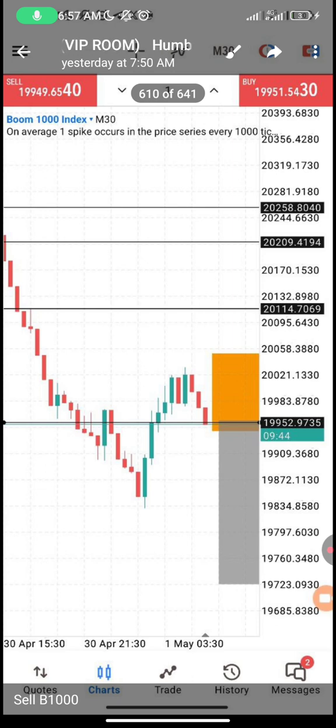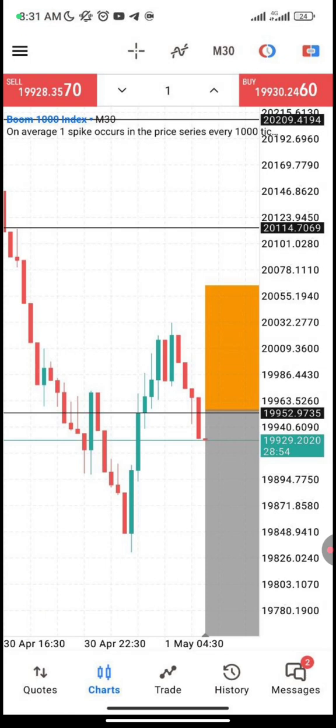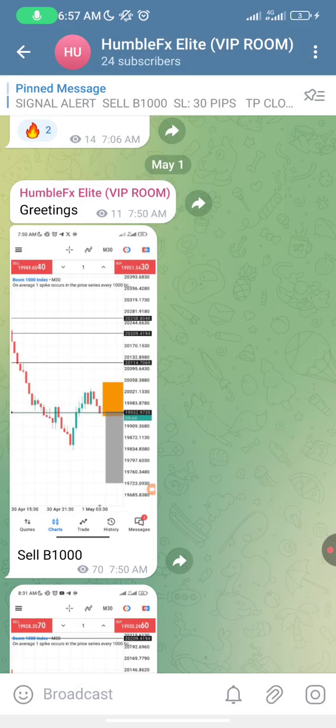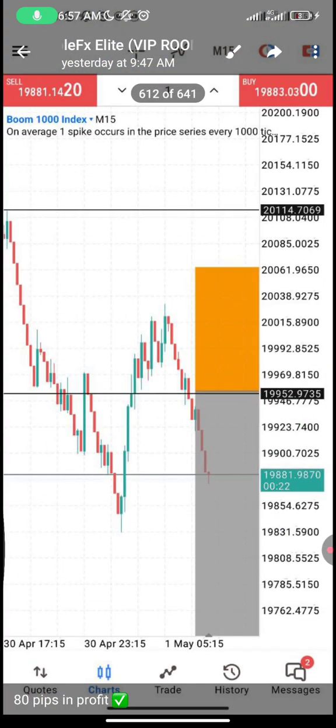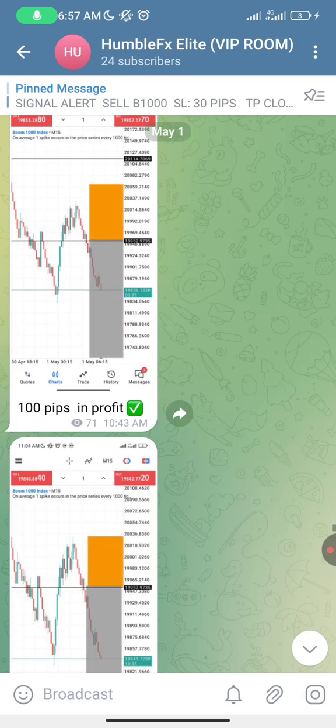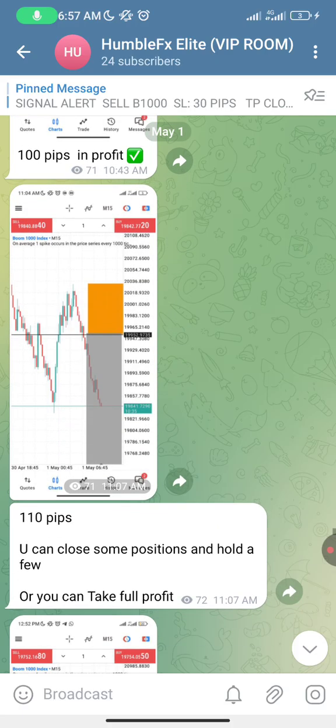As soon as this thing closed below here, we jumped into the market, and these are the results in progress, right? So it was in progress here. Here we have 80 pips already ongoing, and we are going here. We have 100 pips. Here we have 110 pips.